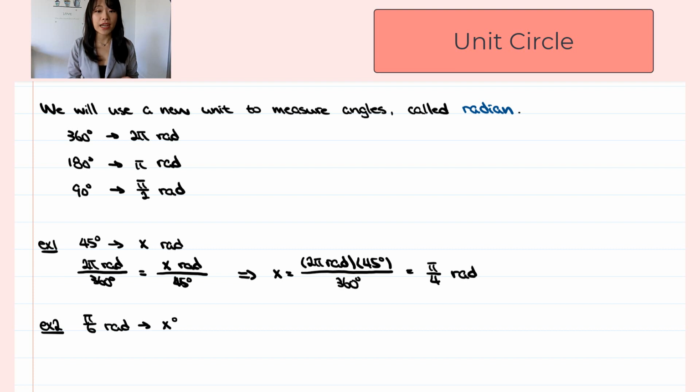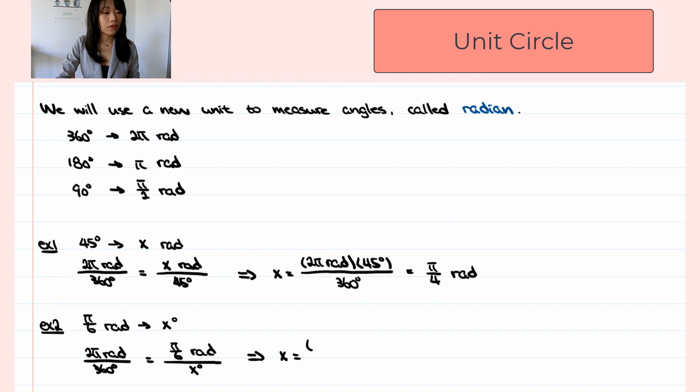How about if an angle is given in radians and you want to convert that to degrees? We can use the same approach, so we use the ratio. We know that 2 pi radians corresponds to 360 degrees. So 2 pi divided by 360 should equal pi over 6 radians divided by x degrees. Now I can solve for x. X equals 360 degrees times pi over 6 radians, divided by 2 pi radians. And I get 30 degrees.